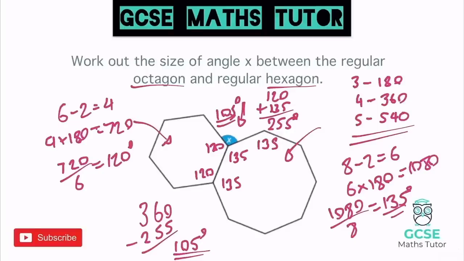So whenever you see these questions where it says regular octagon, regular hexagon, just spot these bits of language here, work out their interior angles and label it all over the diagram.